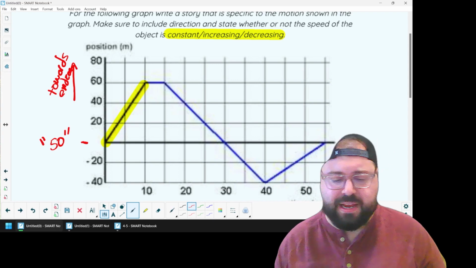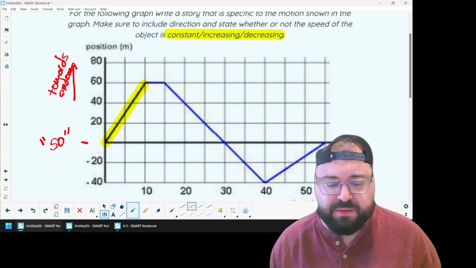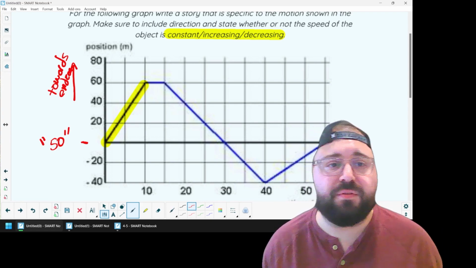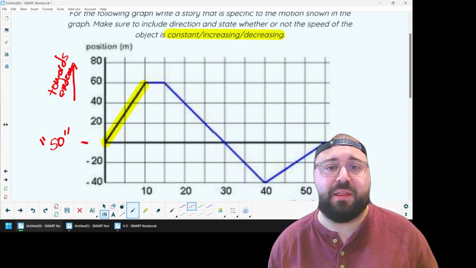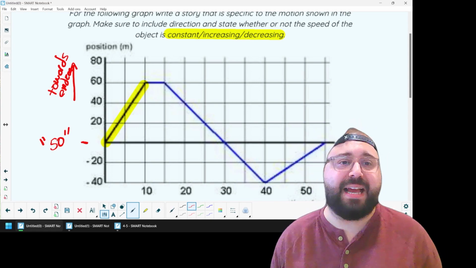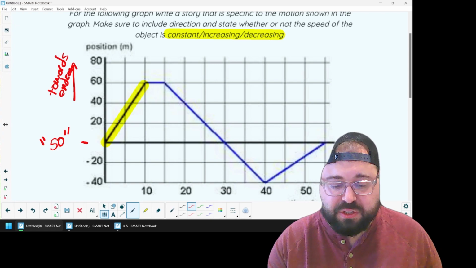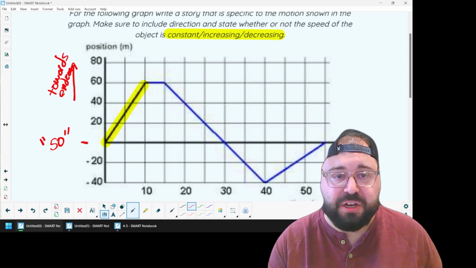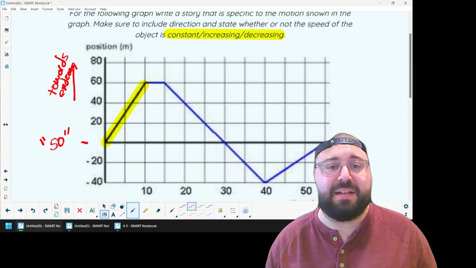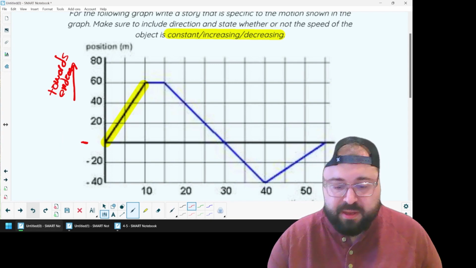For this first leg, let's say a wide receiver starts running a play, and they run 60 meters forward from the halfway line. So they start at the halfway line, and they run 60 meters towards the end zone in 10 seconds at a constant speed. I know that it's constant because the slope is not changing here. They then stop in the end zone for 5 seconds, right?